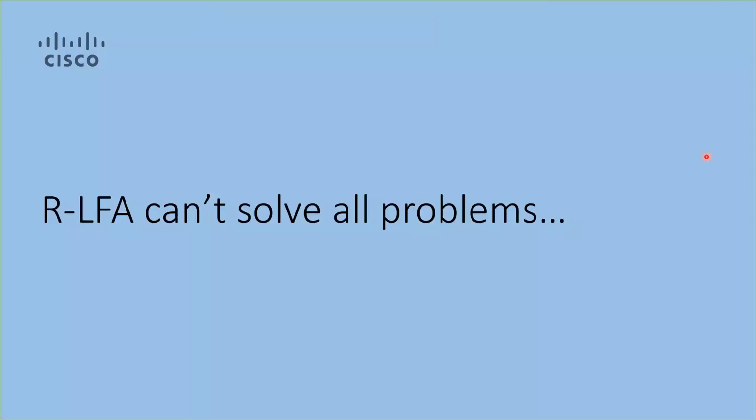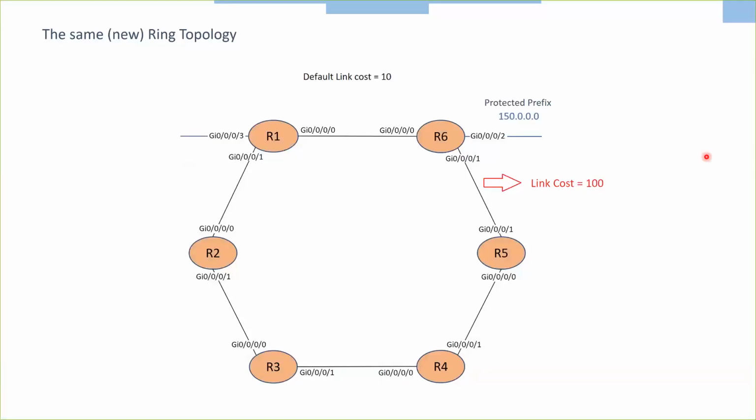So RLFA can't solve all problems. Even with extended PQ, you can't solve all problems. Look at this link. Just do extended PQ. What is the extended P space? R3 and R4. The extended P space is R3, R4, R5. Yeah, R4, R5. R3, R4, R5? Yeah. That's my P space. What is my Q space?